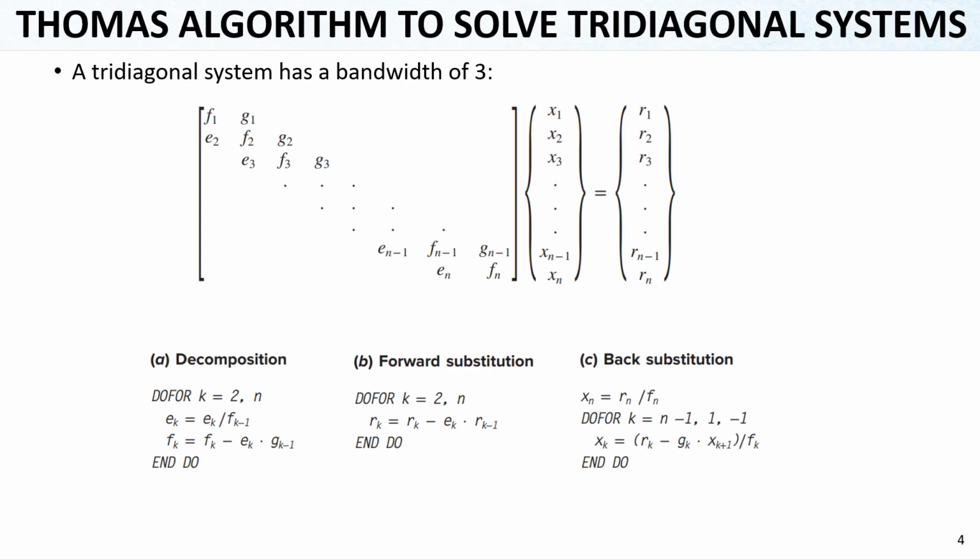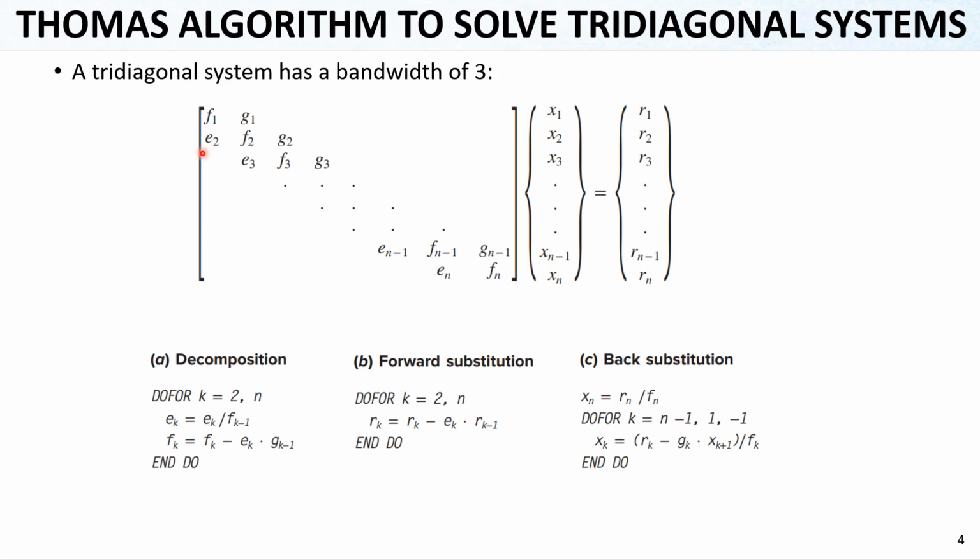We have a specific algorithm called the Thomas algorithm to solve the tridiagonal systems, which means a banded matrix with 3 bandwidth, as you can see here. And there is a special solution algorithm for this. It includes decomposition, forward substitution, and back substitution. So this is somehow a simplified version of the LU decomposition, and the algorithm is given here.